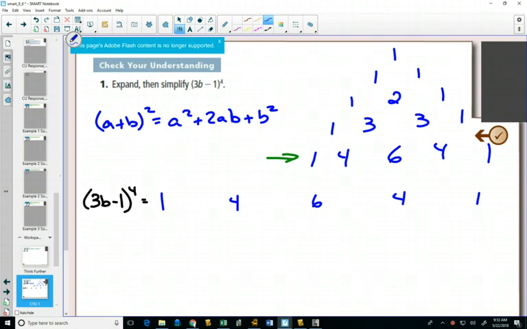So in this, when I have 3b minus 1 to the 4, maybe you use that 4 to help you remember which row in Pascal's triangle you're going to need. Or maybe you just say, oh, this row has 5 numbers. I know that this has 5 terms in the expansion. That might also be a way that helps you remember which numbers you're going to use. And now I have these numbers.